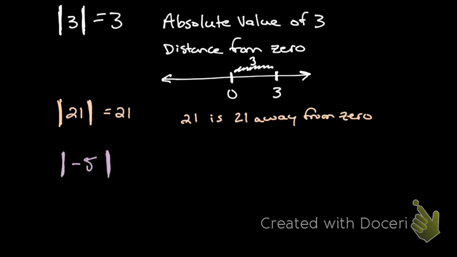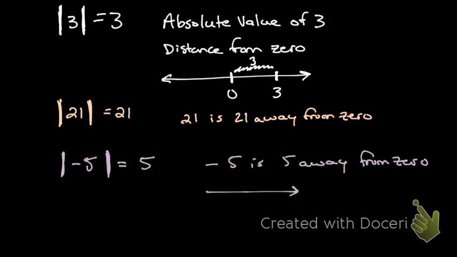Sam? So you're saying -5 is 5 away from 0. Or if I drew this on a number line, maybe 0's there, -5 is here. How far is that? 5. We're good? Yeah? All right, cool. Here we go.